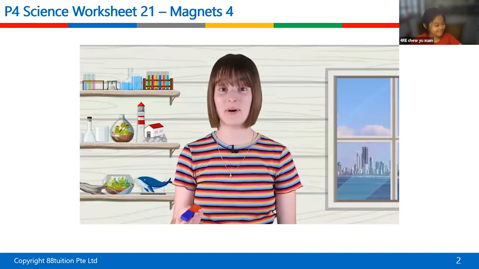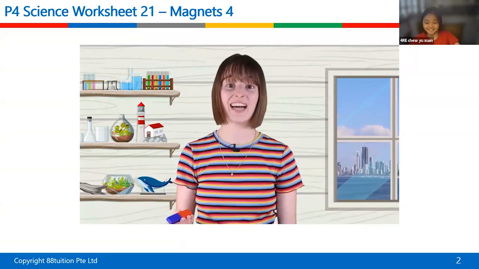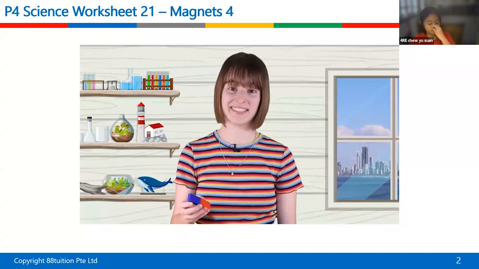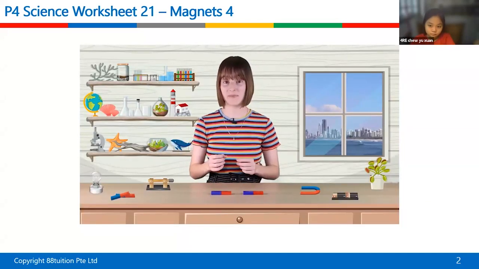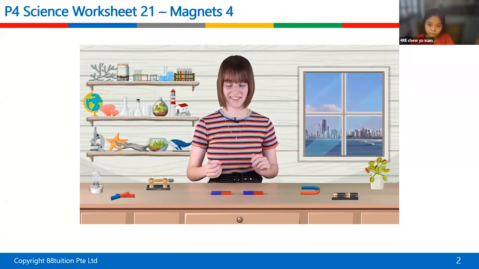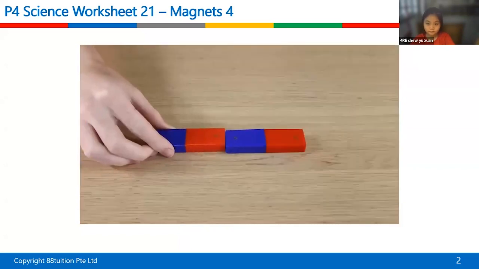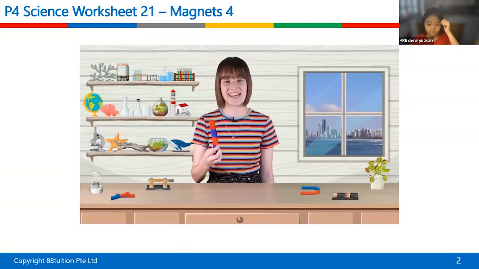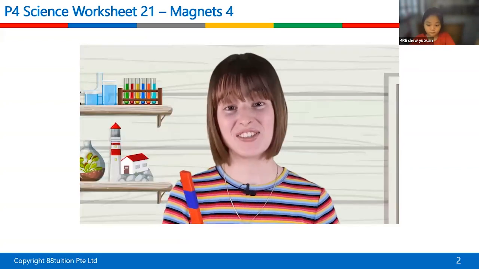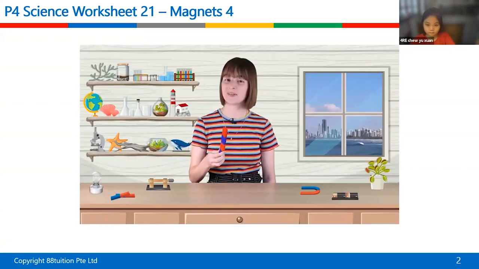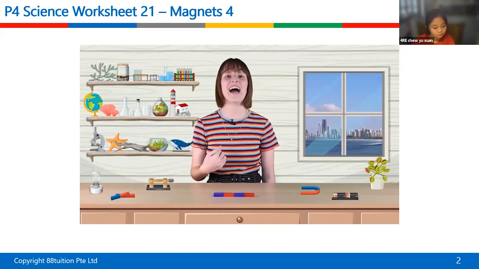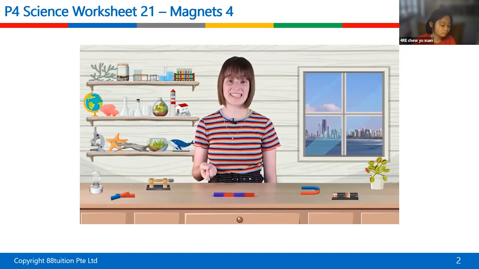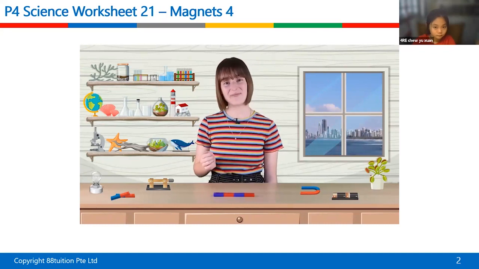Poles that are the same push each other away. Like poles repel. What do you think will happen when we place opposite poles of the magnets together? Just as I suspected, they attract. Opposite poles attract. I hope you had as much fun as I did today learning about magnets. See you next time!